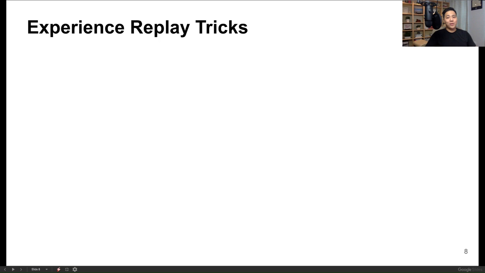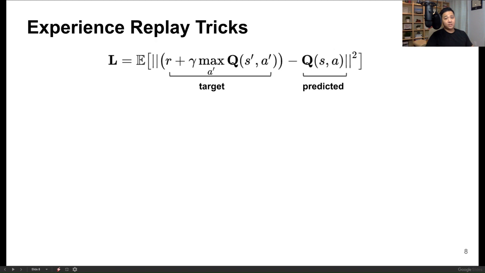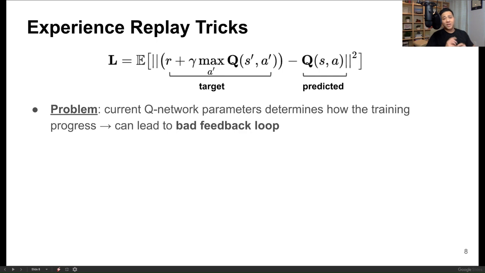Right. So another really cool trick is called experience replay. You might have heard this mentioned in the generative learning lectures. But to look at this loss function again, the problem here is that the current Q network parameters determine how the training progresses. So you use the current state to determine how the training progresses. And this is a problem because of a bad feedback loop, right? Say you have really bad Q network parameters, and then you use them to determine how the training progresses. So it basically makes the training worse, right?